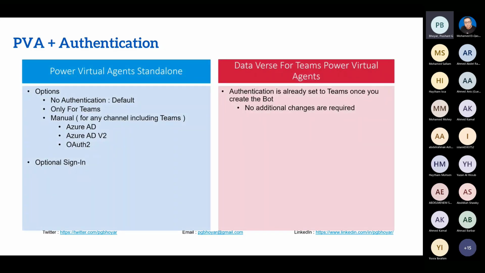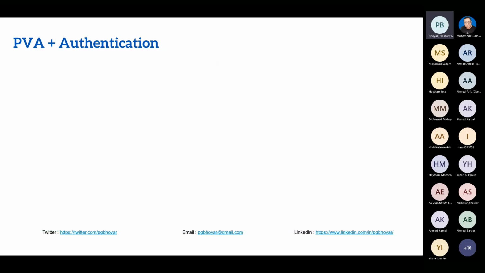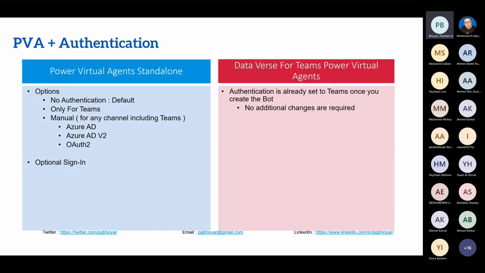For example, by default, when you create a chatbot using Power Virtual Agent, no authentication is selected. You can select only for Teams, or you can select manual, where you can configure between Azure AD, Azure AD V2, and OAuth2. In the demo I showed you, I used Azure AD V2 authentication, and you can also specify optional sign-in. What that means is you can have sign-in explicitly available only for selected topics, or you can check that box so that every time a user is interacting with the chatbot, the first thing they have to do is authenticate.